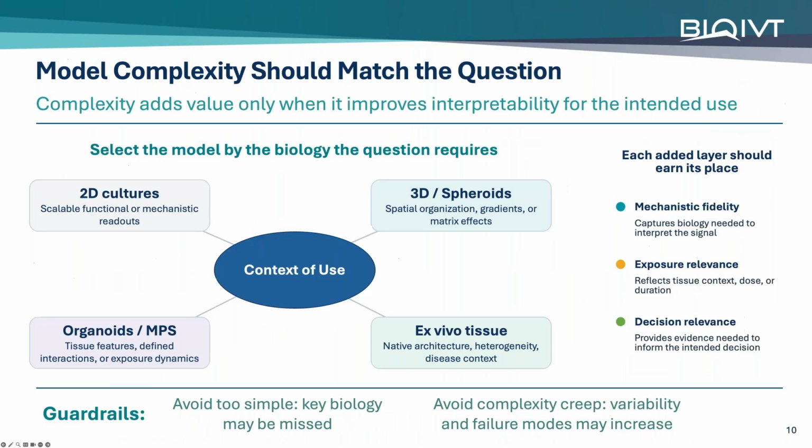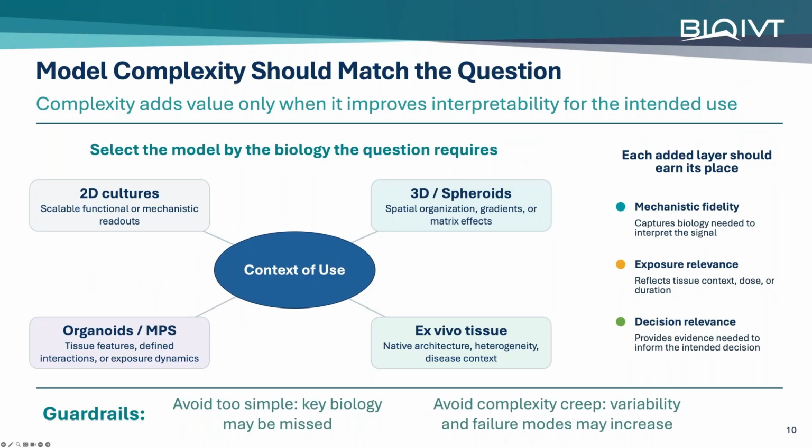So once we understand the biology that we need to represent, we come back to the model selection itself. The principle here is straightforward. Complexity adds value only when it improves interpretation for the intended use. And I want to be careful about the way the model formats on the slide are interpreted. They're not intended to represent a universal hierarchy from simple to complex. Furthermore, biological complexity and technical complexity are really different dimensions of the models. So I suggest thinking about these as different ways to represent biology rather than steps on a ladder.